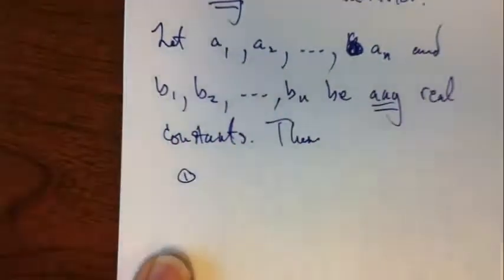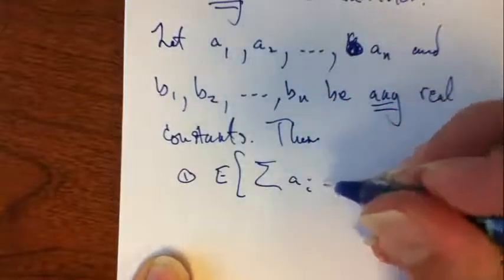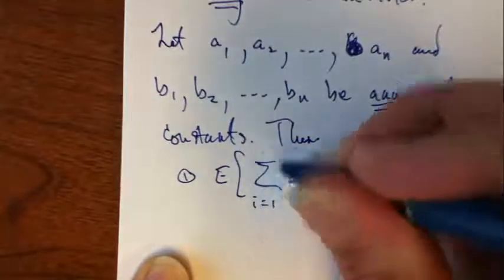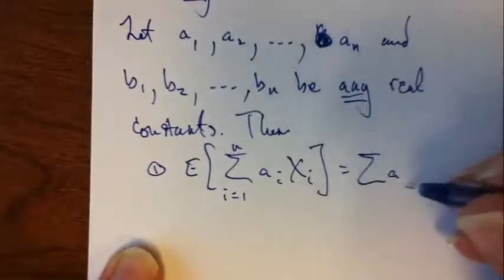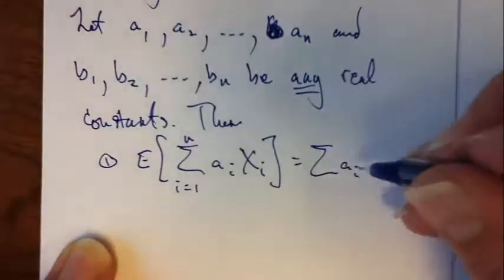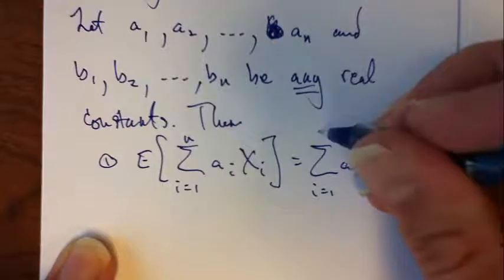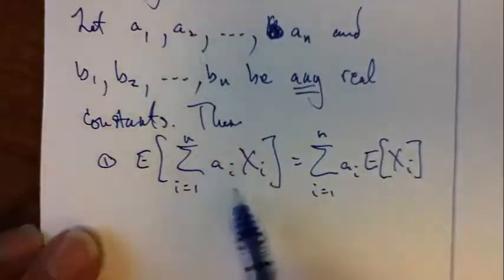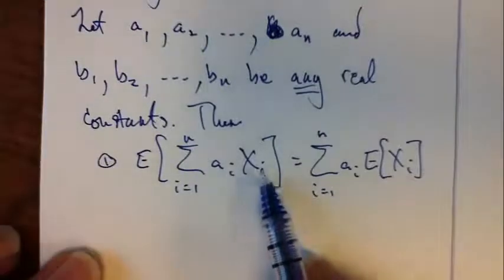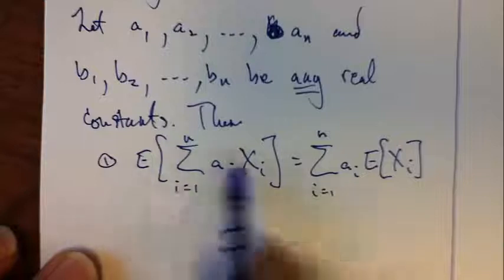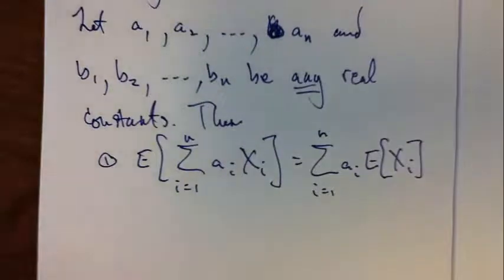Well, it turns out that the expected value of the sum of the ai xi, i goes from 1 to n, turns out to be the sum, we already knew this, of the ai times the expected value of the xi, 1 to n. So this is really convenient. For example, if you already know the distributions of these x's, maybe you can get the means really quick, and the expected value of this weighted sum is just the sum of the weighted expectations. Think of it like that.